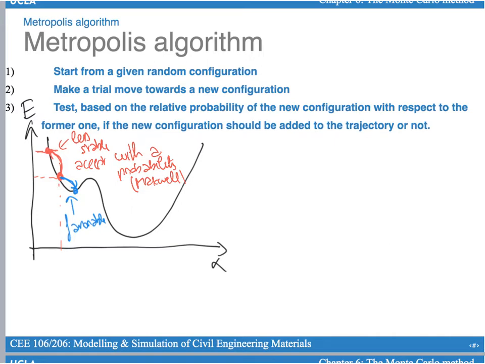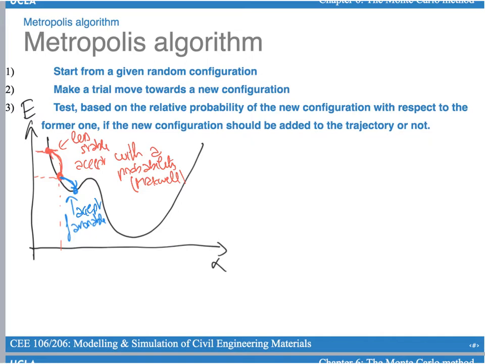So again, if the energy is decreasing, then you will always accept this move, because you are moving towards a new configuration that is more likely than your old configuration. But if you are moving towards a configuration that has a higher energy, then you will either accept it or refuse it, based on a given probability, that is to say the probability given by the Maxwell distribution.